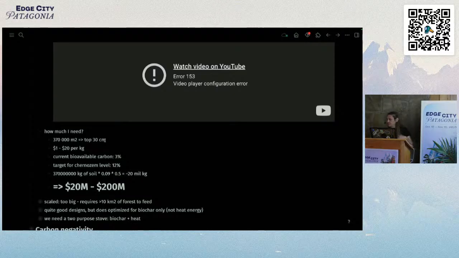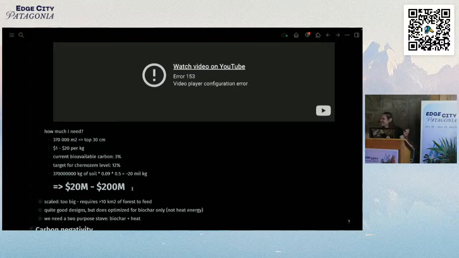So I started to compute. I have these 37 hectares of land. I need at least 30 to 50 centimeters to fill out. I made a soil analysis, and I found out that I have 3% of bioavailable carbon in my soil. And in the Chernozem land, you have something like 12%. So the difference is 9%. At this scale, it comes down to 37,000 tons of biochar. Boom. Current market prices are something between $1 to $20 per kilogram, which translates to the amount of money we need to make this magic on my land: something between $20 million and $200 million.